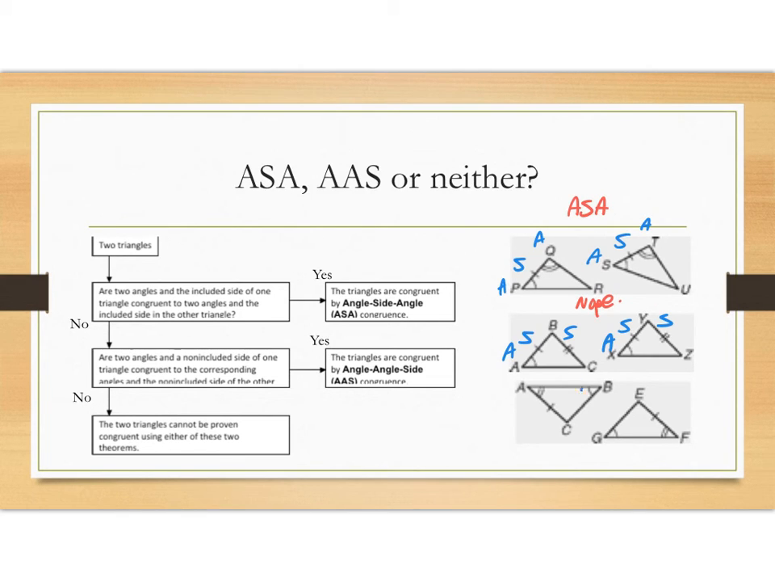And in the third example, we have an angle, and a side. An angle, and a side. So in this case, we would use the angle-angle-side triangle congruence theorem to demonstrate that those two triangles are congruent to each other.